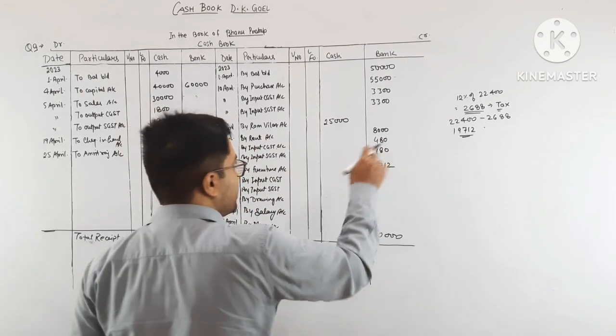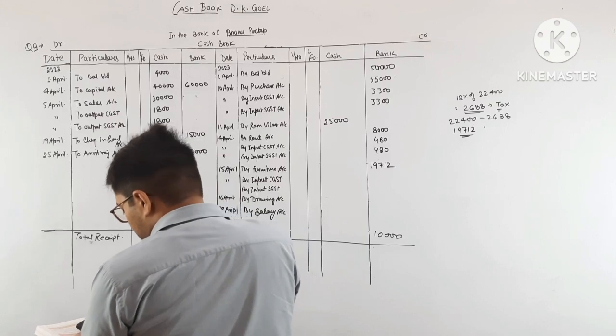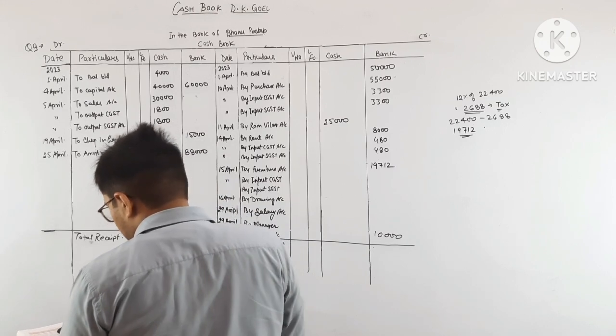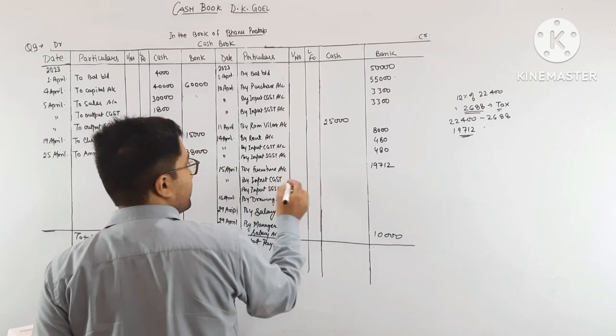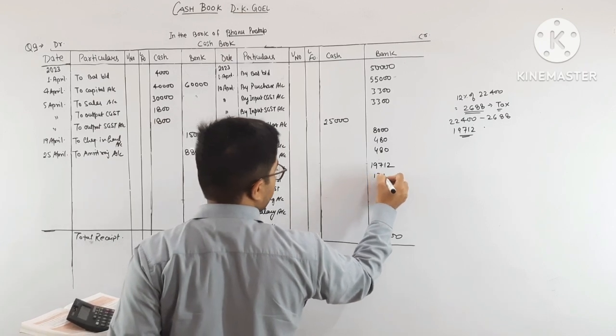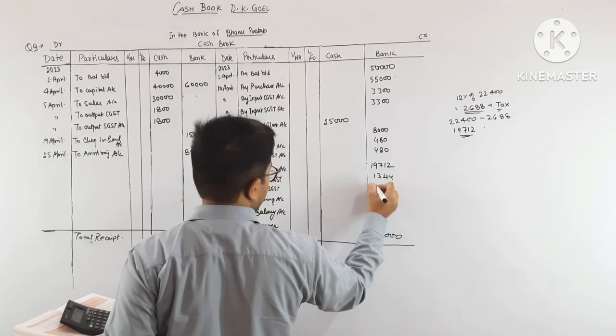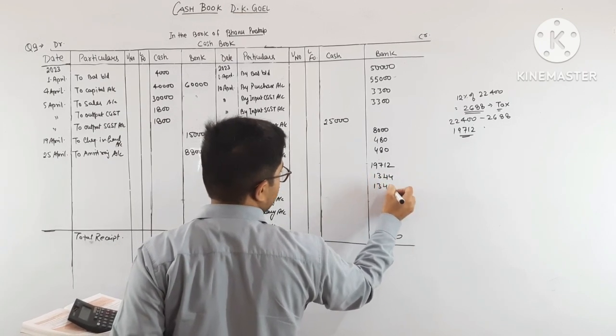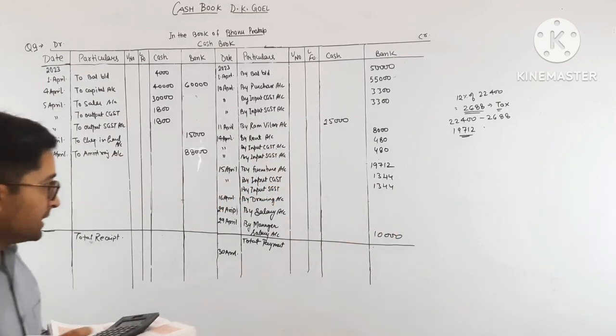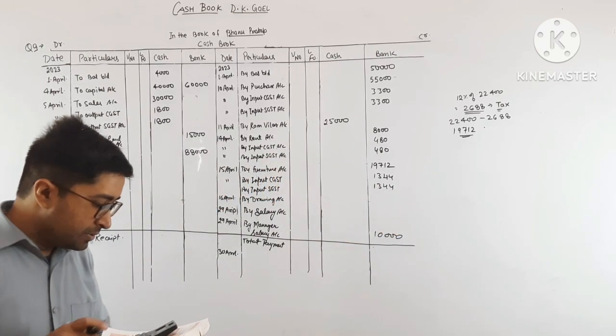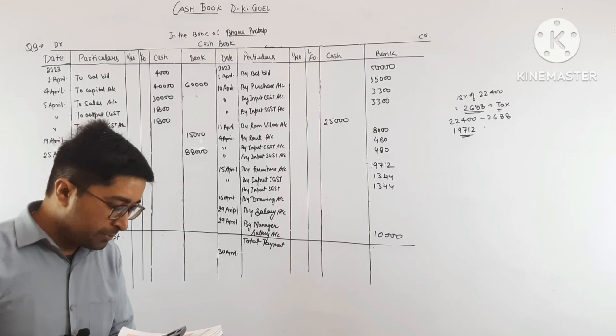So half of this, 2,688 divided by 2, is 1,344. So in the input CGST we write 1,344, and input SGST 1,344. Okay, now the next is drew a check for the personal use of 5,000.